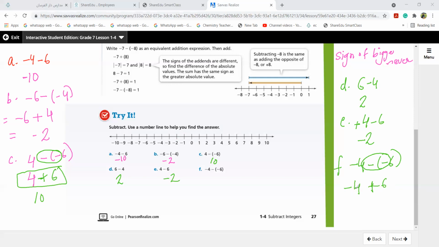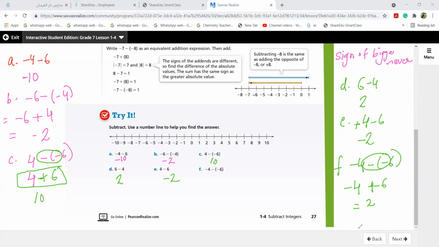Negative 4 and positive 6, Malak. What is it? Negative and positive. Negative 4 and positive 6. It will be positive 2. Very good. But I don't write the positive sign. I just say that it is 2. Okay?